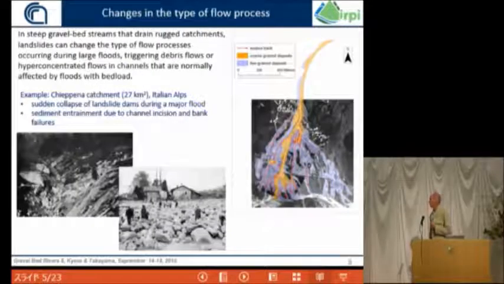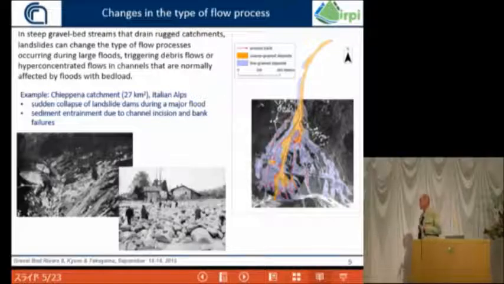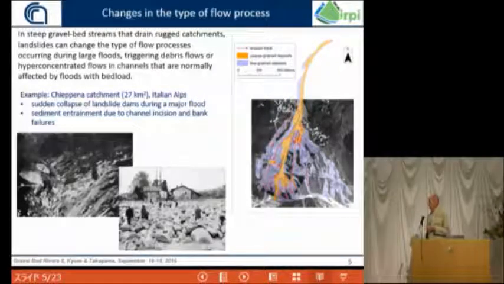Changes in type of flow process. In the steeper part, in the mountain sectors of gravel bed streams that drain steep catchments, a landslide can also change the type of flow process, triggering debris flow or hyper-concentrated flows in channels that are normally affected by floods with bed load. An example I would like to mention is this catchment in the Italian Alps.